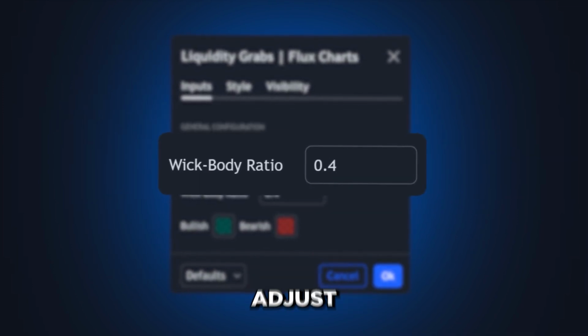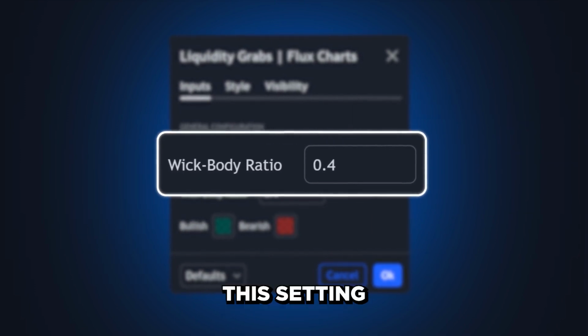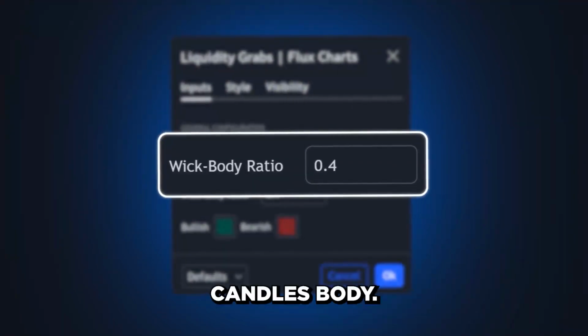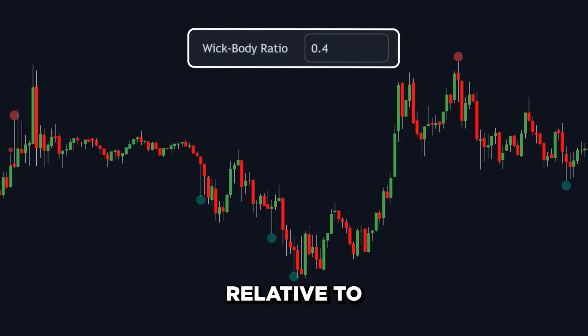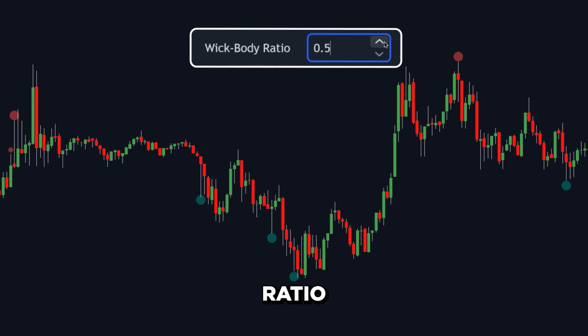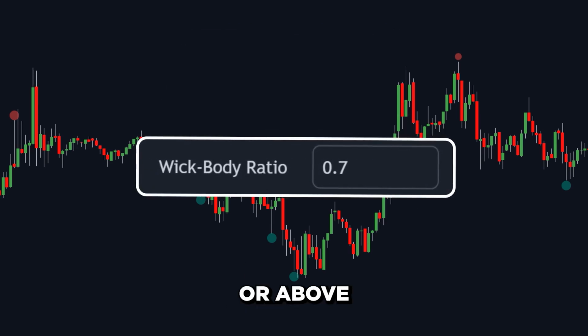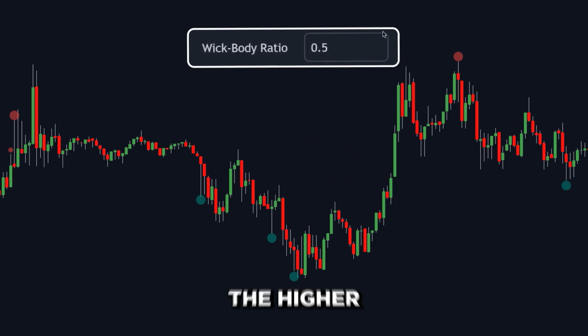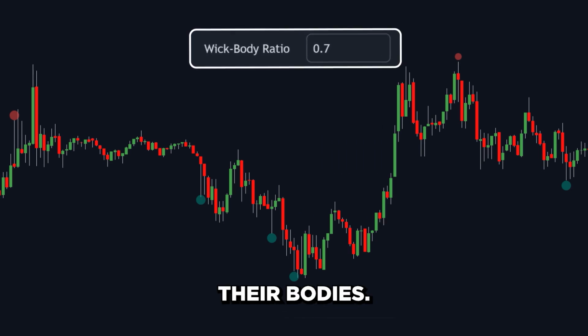The second setting you can adjust is the wick body ratio. This setting controls the ratio between the candle's wick above and below the body to the candle's body. The longer the wick is relative to the body, the stronger the liquidity grab. If you want the indicator to only show strong liquidity grabs with noticeable wick-to-body ratios, pick a higher ratio, such as 0.7 or above. A ratio of around between 0.4 and 0.6 can be used to find less aggressive reversals. The higher the ratio, the more the indicator will look for candles with longer wicks relative to their bodies.